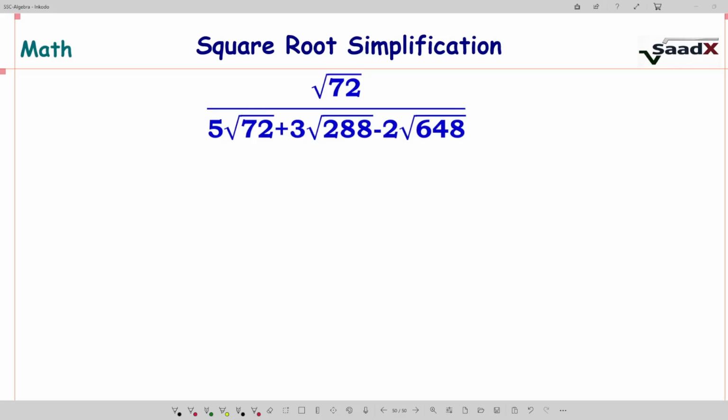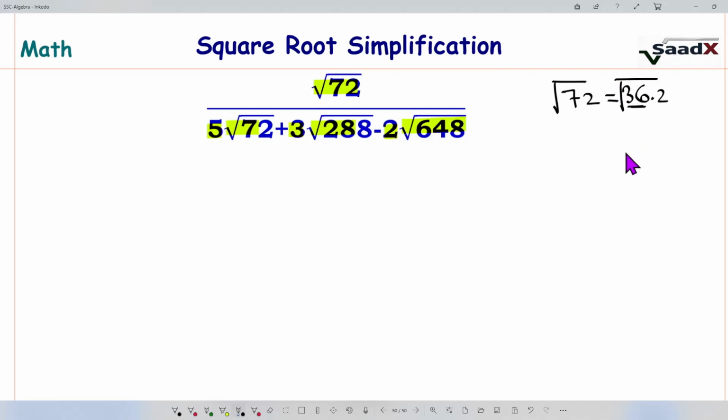Square root simplification. Here is root 72 divided by 5 root 72 plus 3 root 288 minus 2 root 648. These kinds of radical expressions, we have to find out a perfect square. For example, here is root 72. This one we can write as root of 36 times 2.